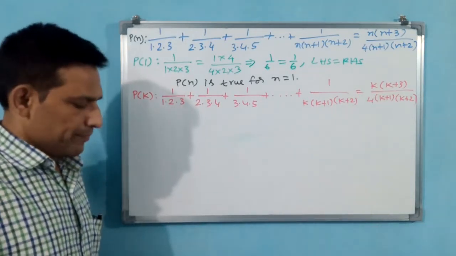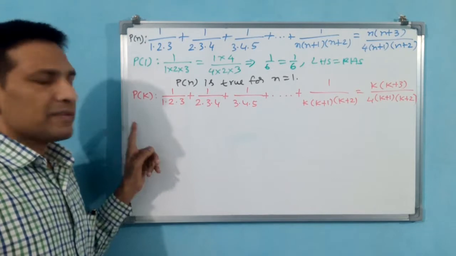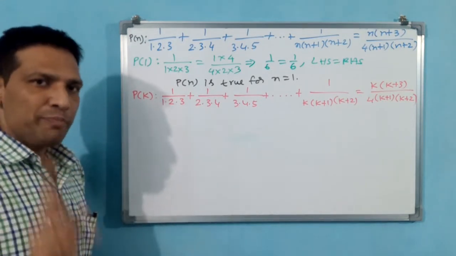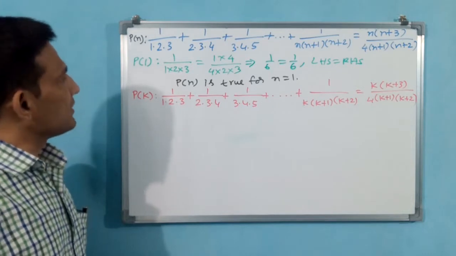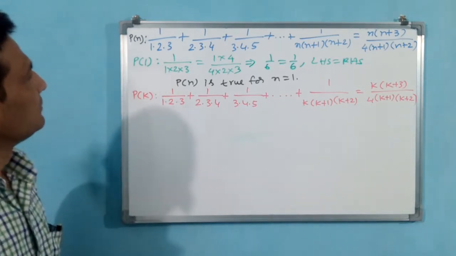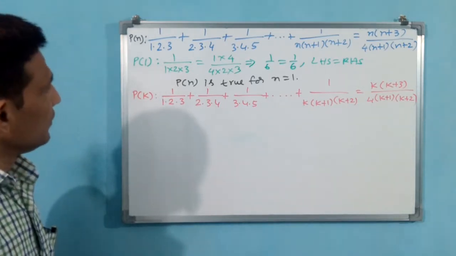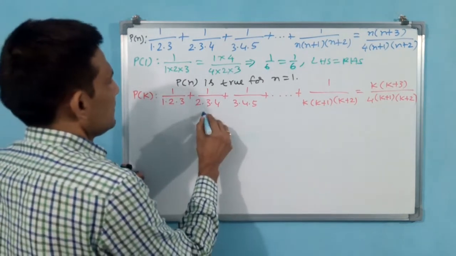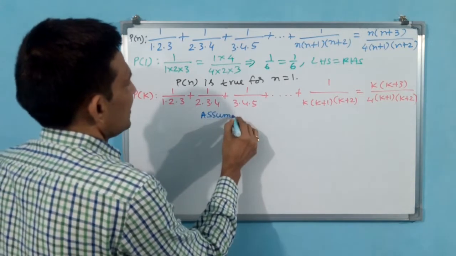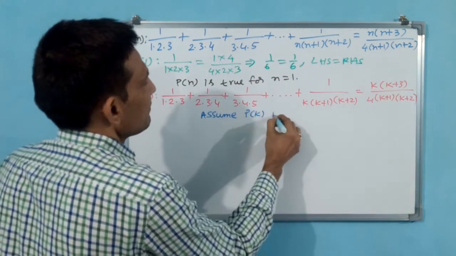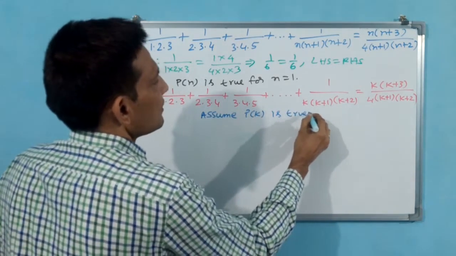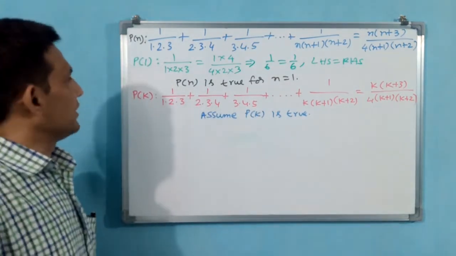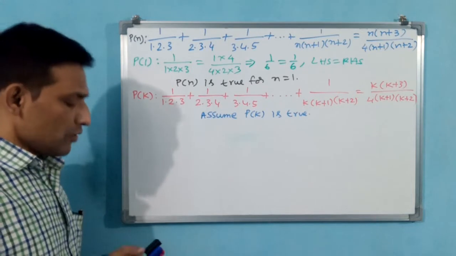This is for P of k. After writing P of k, one important step you have to write. Assume P of k is true. Yes, definitely you have to write that one. Write down, assume P of k is true. This is very important. Also you have to write assume P of k is true.